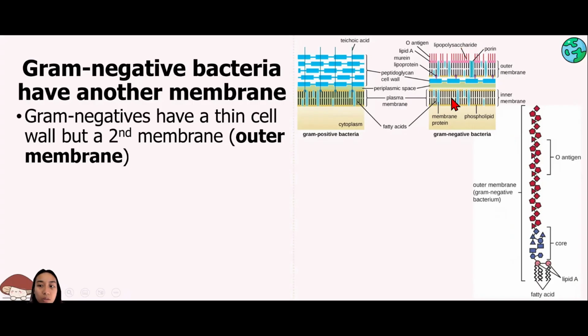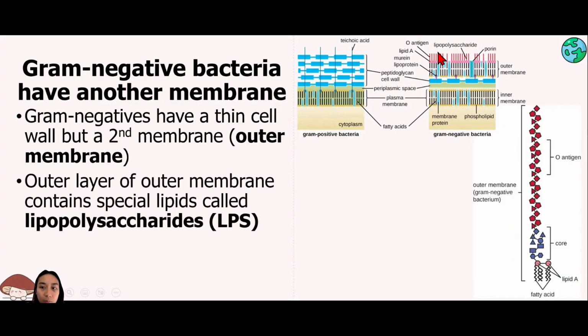And so gram-negatives have this thin cell wall, but they have this extra membrane, which we call the outer membrane. So usually we call the first membrane the inner membrane, and then the second membrane the outer membrane for gram-negatives. Now, this outer membrane is not the same as the inner membrane. So it's not just phospholipids. There are phospholipids, but it also has all of these special things.